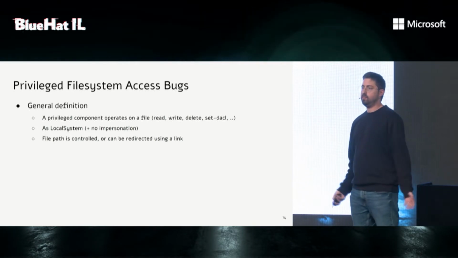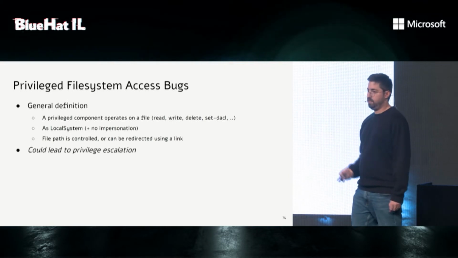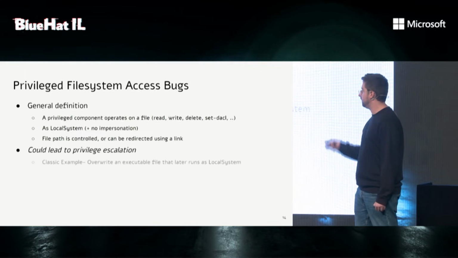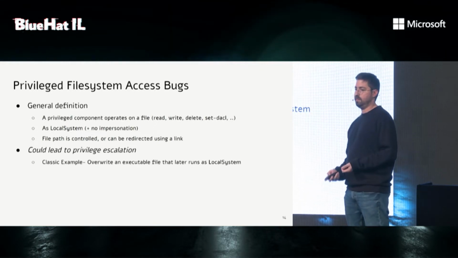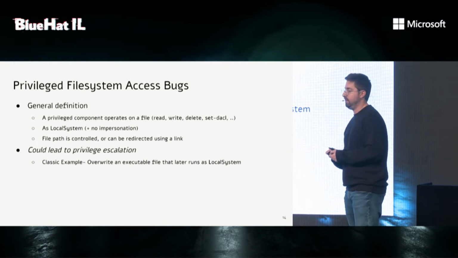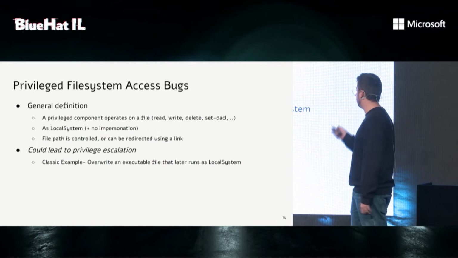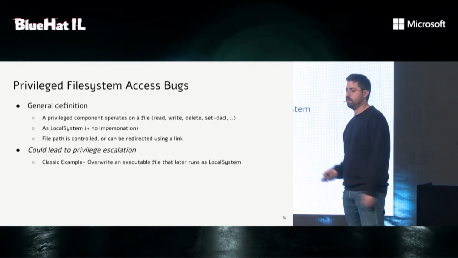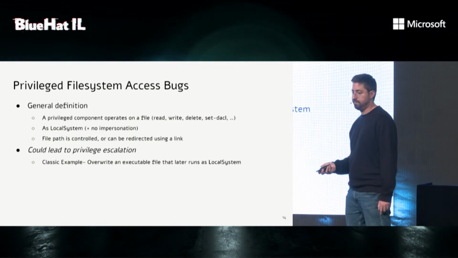So what can you do with this type of bug? These bugs could lead to privilege escalation. And a classic example of how to do so would be overriding some Windows executable that you have no write access to, and then getting it running somehow as local system. Like if you overwrite some DLL file used by a Windows service and get it running. And this way you can run any code you want.